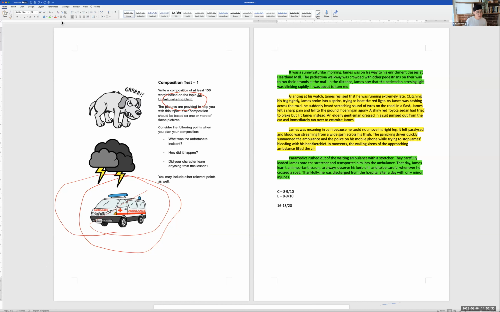Don't spend too much time in the introduction. Don't spend too much time in the conclusion. Spend most of your time developing the middle part of the story. And remember, there must be the picture and there must be the keywords here. In this case, the keyword unfortunate incident and the picture an ambulance. I chose the picture of the ambulance. Always choose one picture and always link that picture to the theme and the topic, which is an unfortunate incident. For your test, it will be a different topic. It will be a different set of pictures, but you must use at least one of the pictures.